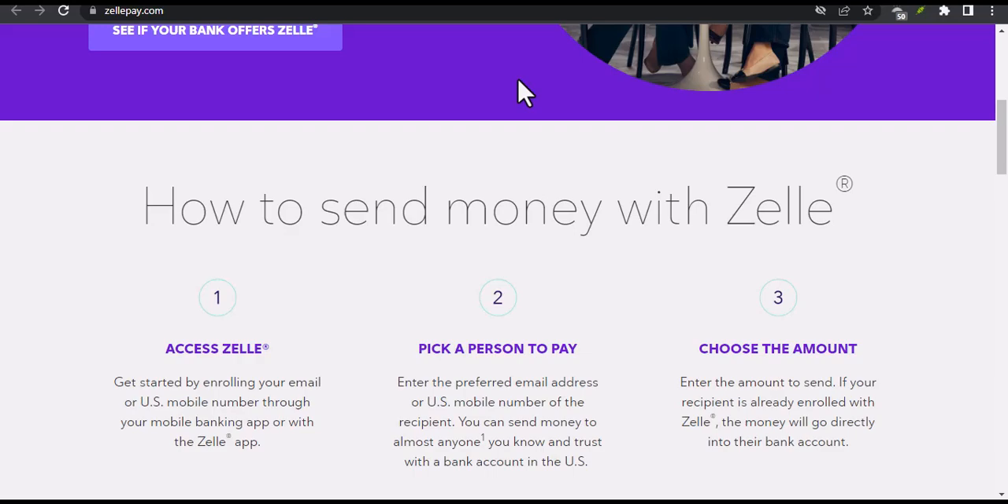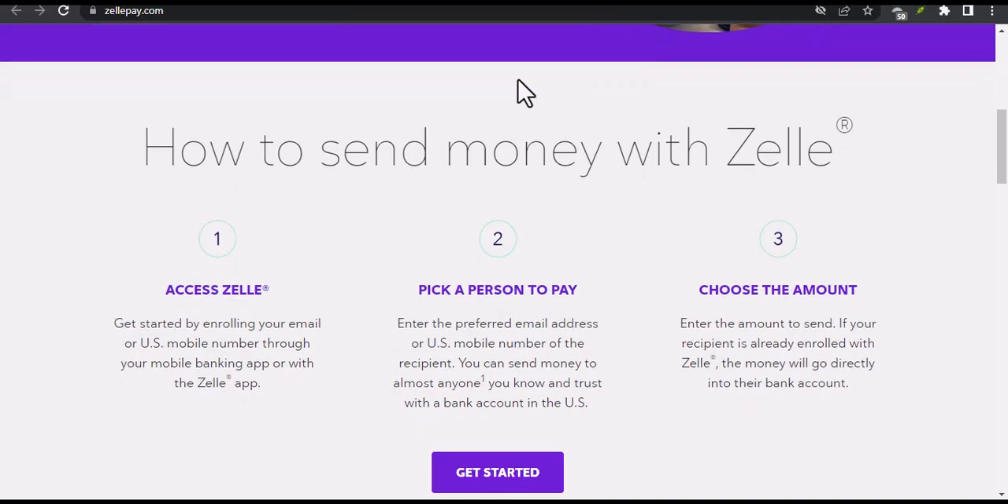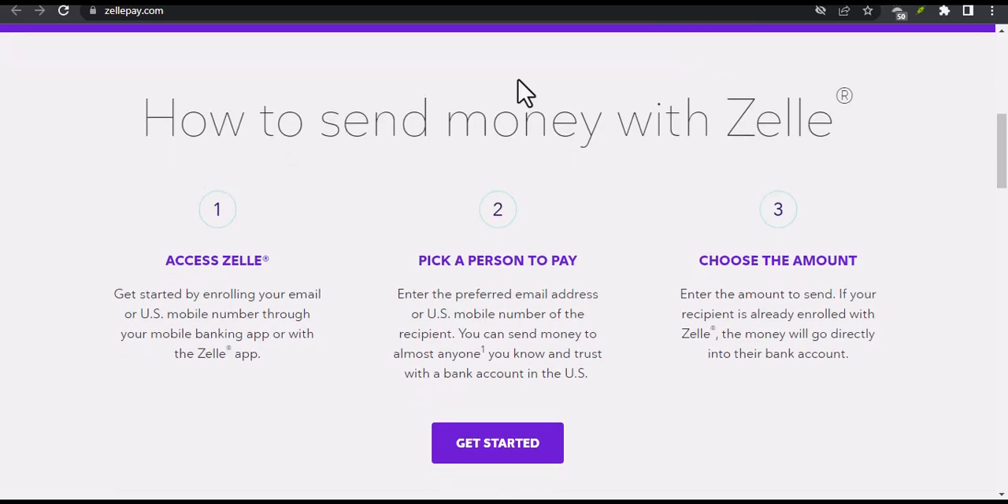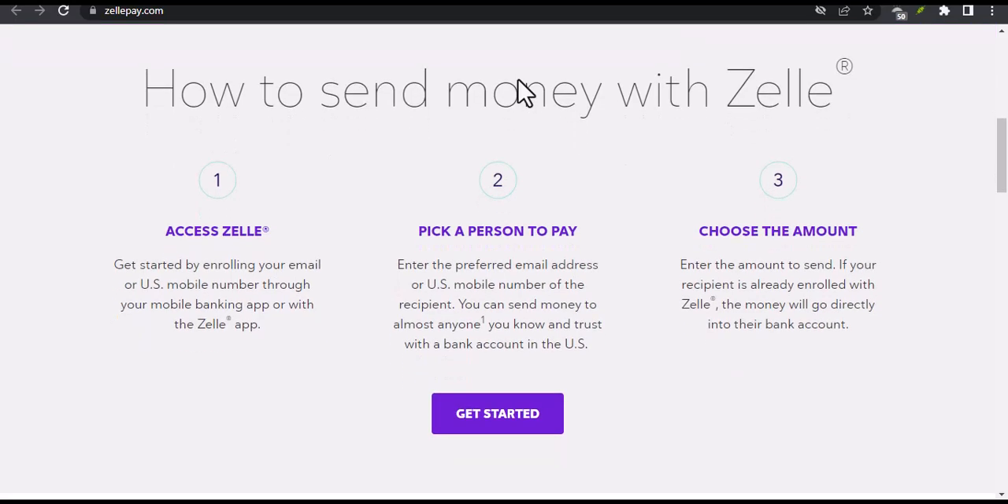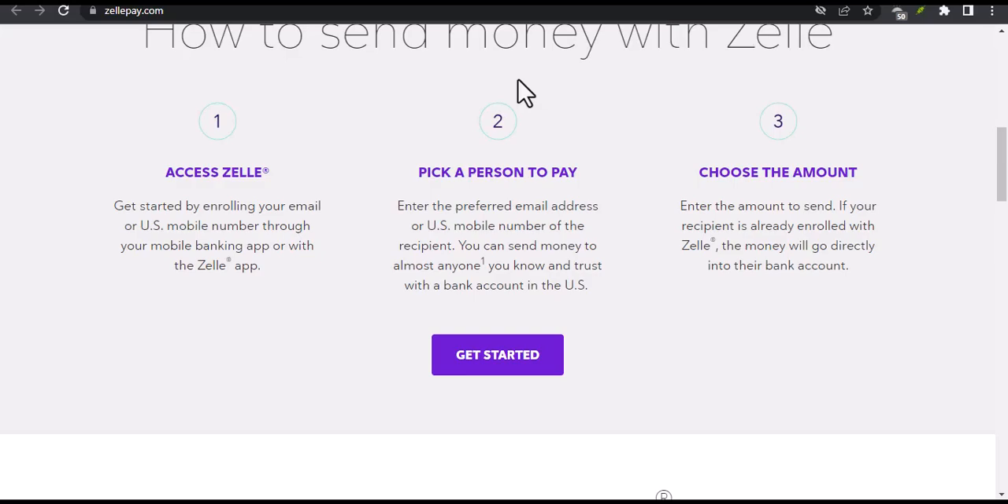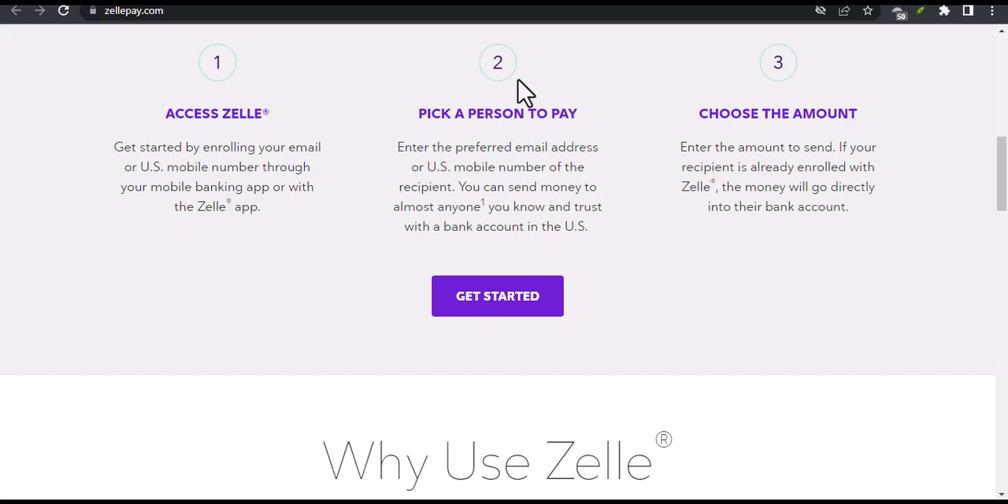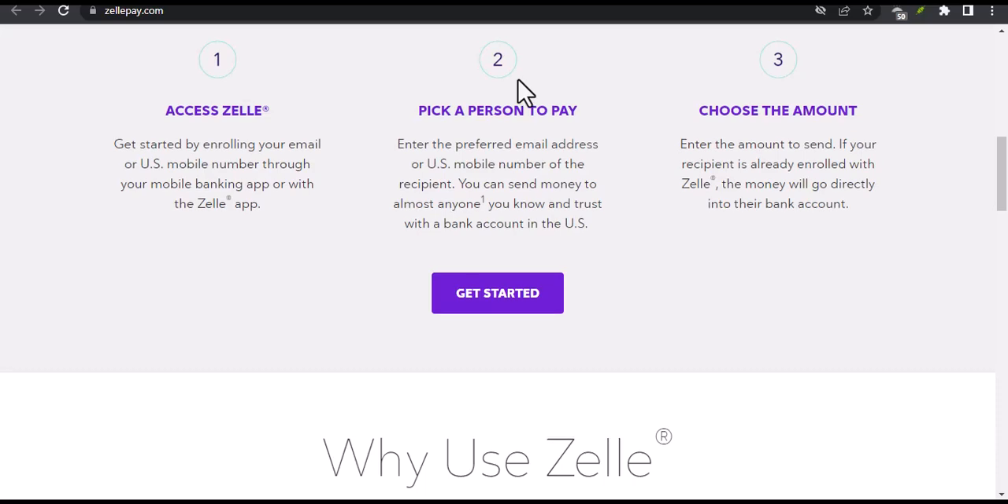First, you will need to link your bank account or debit card to your Zelle account. Second, you can only send money to people who have a Zelle account. And third, there is a daily and weekly limit to how much money you can send. Here are the current limits for Zelle. Daily limit, $500. Weekly limit, $2,500. If you need to send more than $2,500 in a week, you will need to contact Zelle customer support.